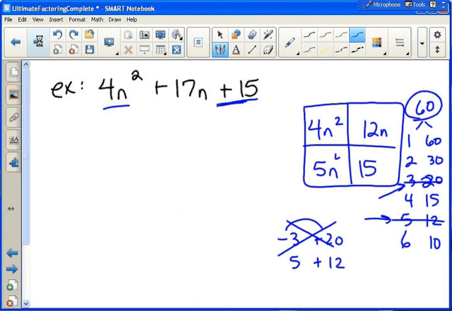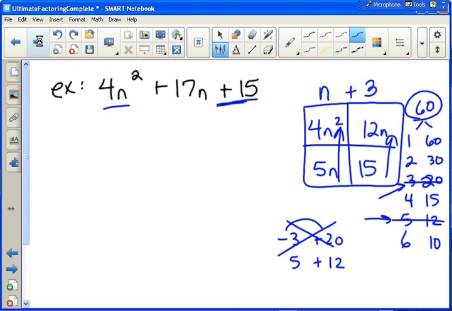So now, we go up the column and say, what do 4n squared and 5n have in common? That would just be n. What do 12n and 15 have in common? That would be 3. And since the 3 is touching a positive 12, it will be positive.